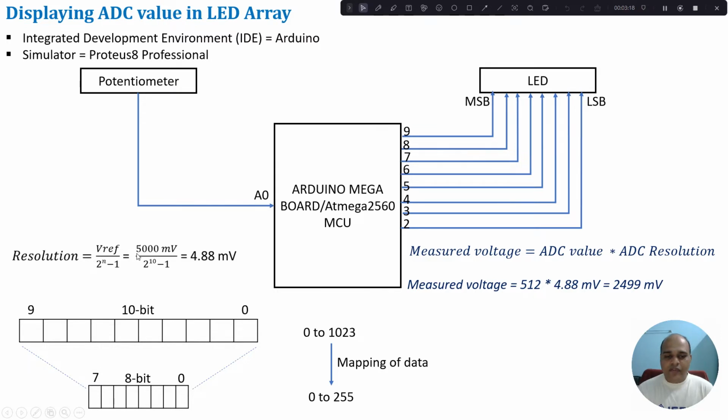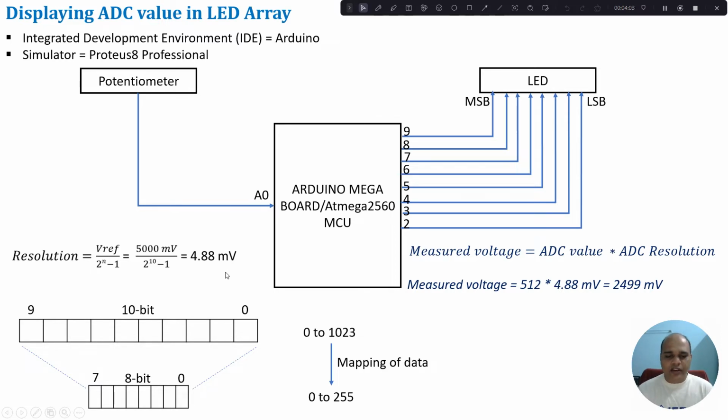So we can calculate 5000 millivolt divided by 2 power 10 minus 1, which comes to about 4.88 millivolt. This is the smallest step in the conversion process, and the difference between the step voltages is nothing but 4.88 millivolt. This resolution is the smallest voltage which can be represented as a proper binary output. That is what we call the resolution of your ADC. So at minimum I should have 4.88 millivolt so that I can see a change in the value of our converted result.